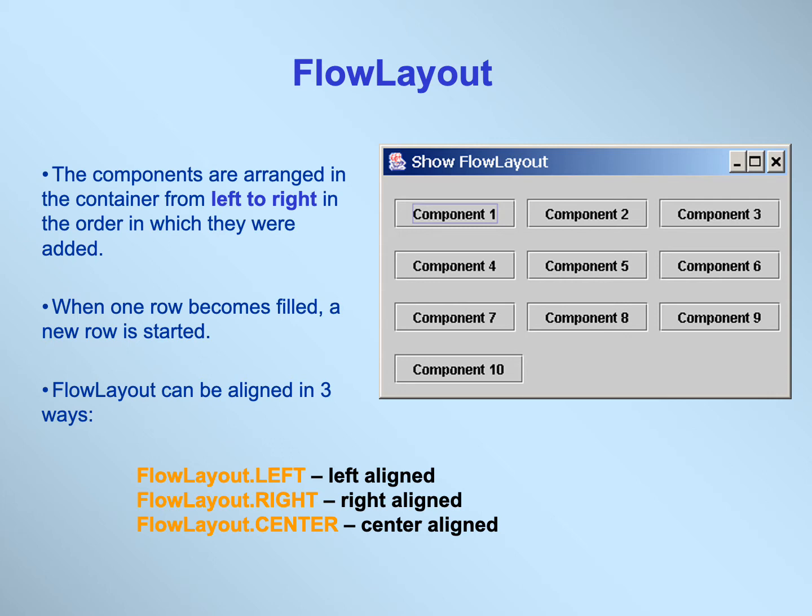FlowLayout can be aligned in 3 ways: FlowLayout.LEFT, which is left aligned, FlowLayout.RIGHT, which is right aligned, and FlowLayout.CENTER, which is center aligned. By default, the components on each line are centered, so you don't have to specifically write FlowLayout.CENTER. In the screenshot over here, it shows that the components are being left aligned. That means that FlowLayout.LEFT was used.